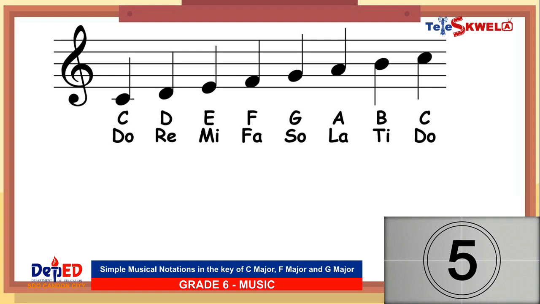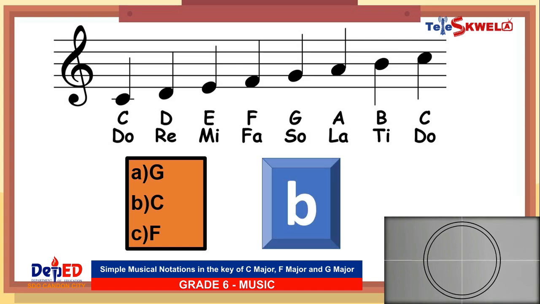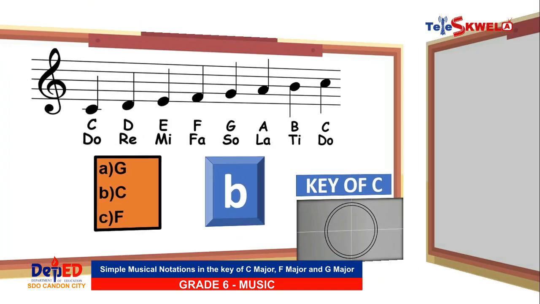What key signature is that? The choices are A, key of G, letter B, key of C, and letter C, key of F. Timer starts now. And the answer is letter B, key of C. Let's move on to number 2.